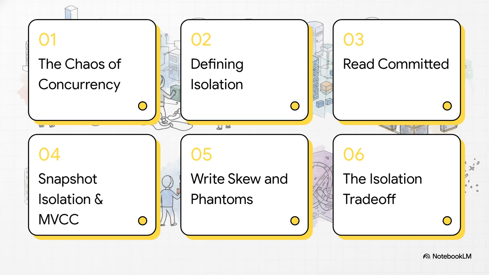Here's our roadmap for today. We'll start with the chaos of concurrency, then define transaction isolation, explore read committed as our baseline, dig into snapshot isolation and MVCC, tackle write skew and phantoms, and wrap up with the isolation trade-off.